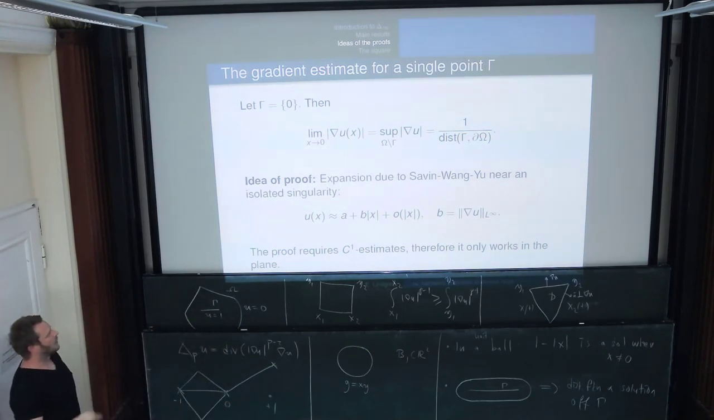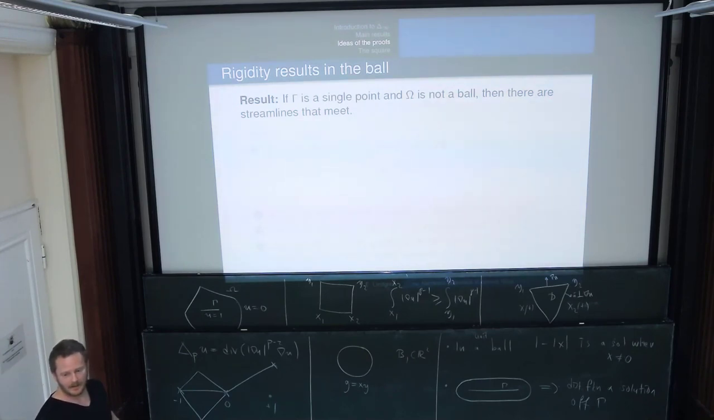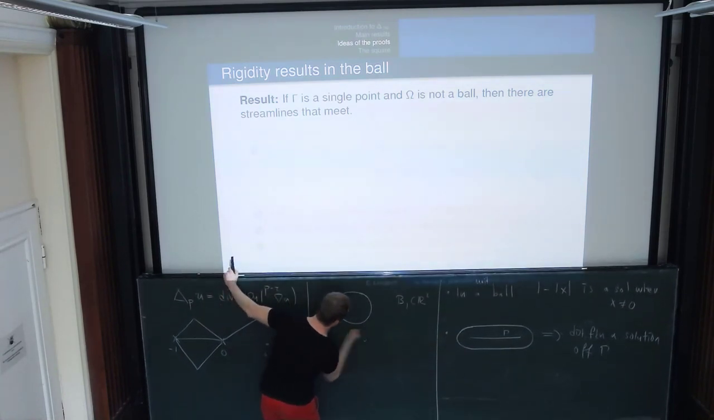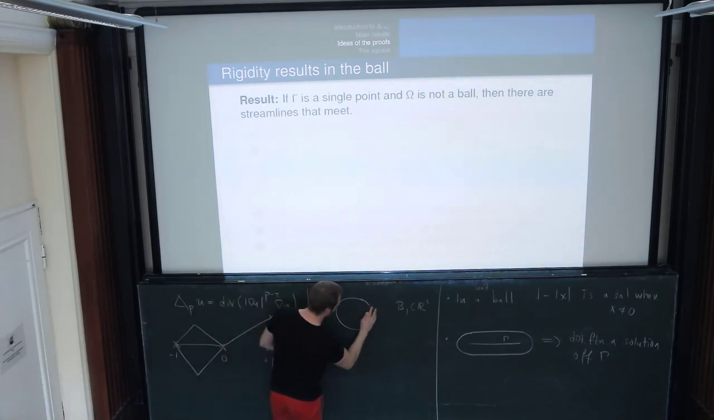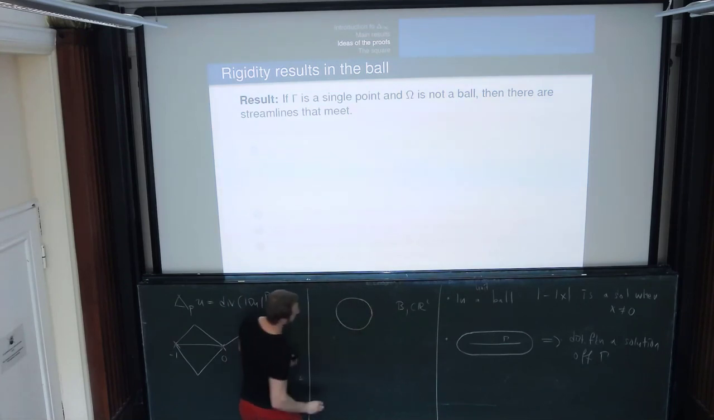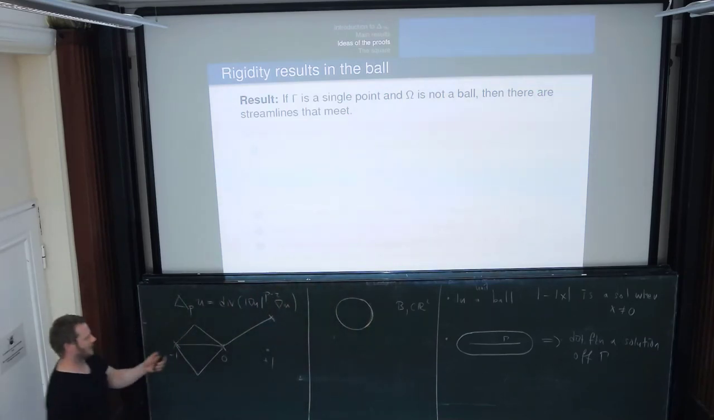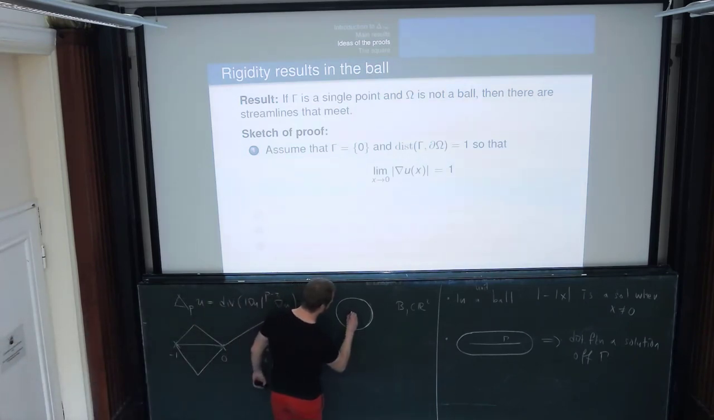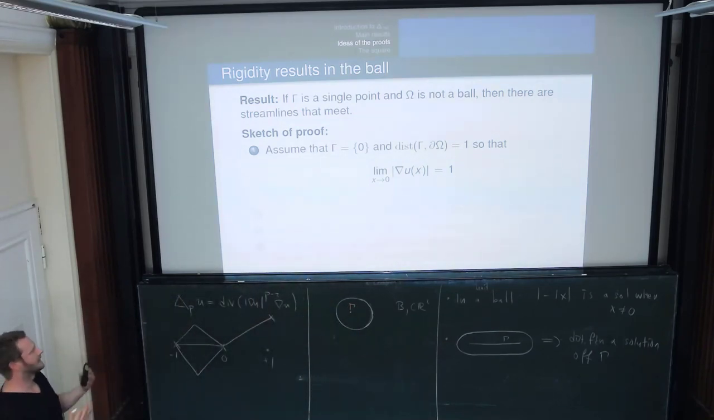Okay, so why do I want to use this? Well, now I want to talk about this rigidity result, that if you have a ball and perturb it a little bit, then you will lose this uniqueness. So let's take a ball. We already have one here. And suppose that we are not in a ball. So we have something which is convex, but not really a ball. Something like this. That looks like a ball too, but okay. So we know that at this middle point here, this is gamma. Here is the maximum value of the gradient, or at least in the limit sense.